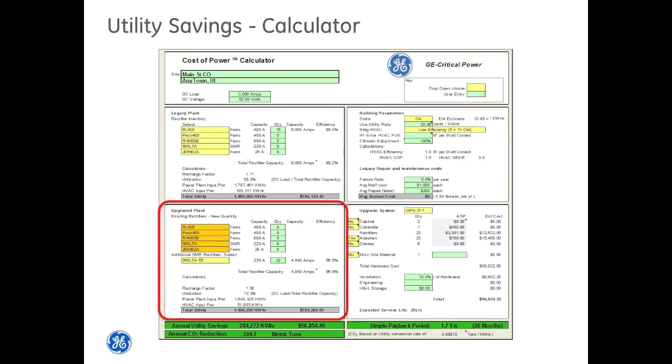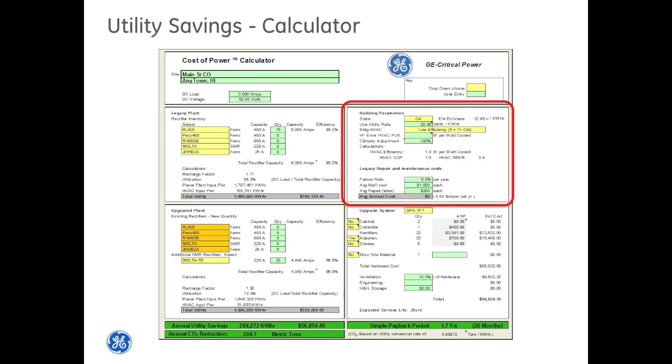And then we do the same calculations for the upgraded plant, and we had several customers that wanted to be able to leave some of the old rectifiers in place. So this allows you to leave some of those in place and build a hybrid plant with new rectifiers. This illustration is replacing all of the rectifiers, but the calculator allows you to do partial replacements as well. It does the same utility calculations for the new power plant. It calculates the savings and also, for interest's sake, the annual CO2 reduction. And it's not an inconsiderable number.